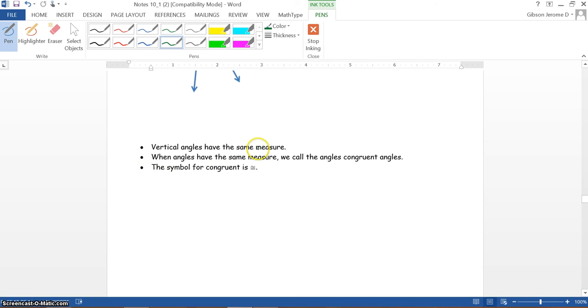Now, vertical angles have the same measure. When angles have the same measure, we call the angles congruent angles. The symbol for congruent, if you notice here, is an equal sign with a little squiggly line on top of it. That stands for congruence.